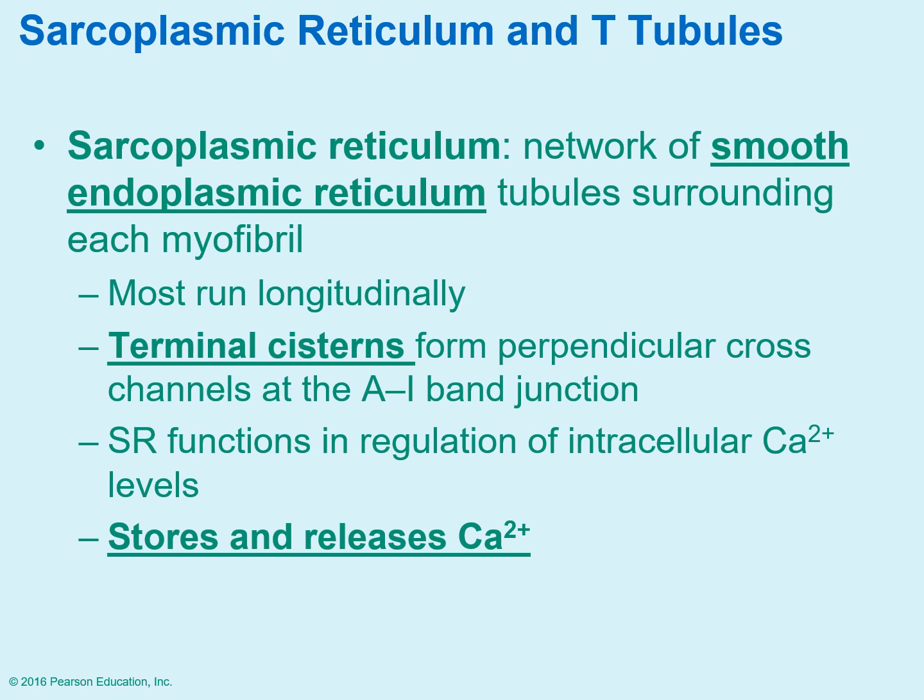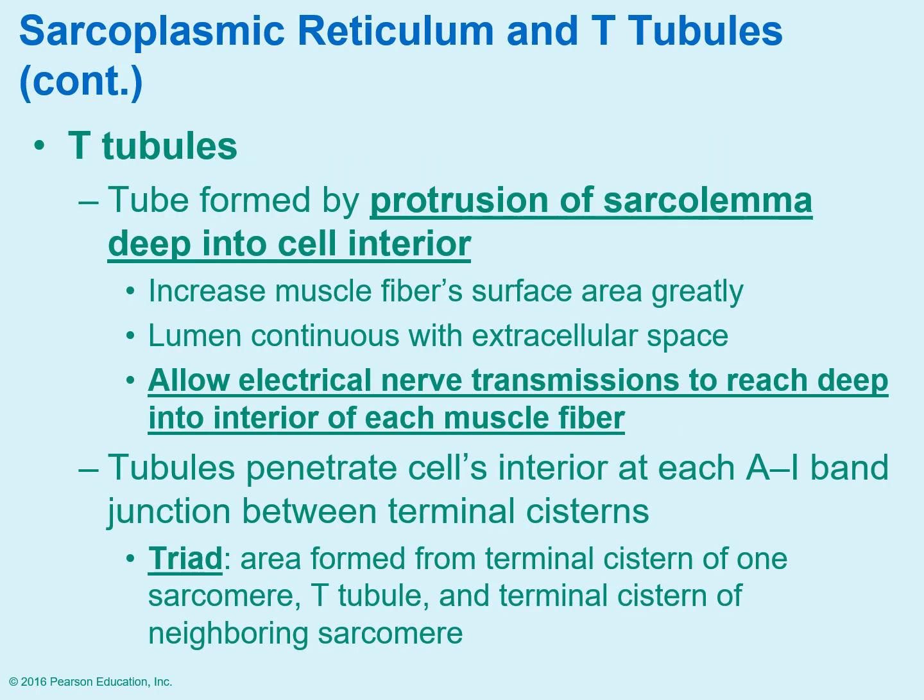And where does it store it? It's going to store it in these terminal cisterns. The T-tubules are like these little channels or tubes that extend from the surface to the interior of the cell. So you have these little tubes from the surface extending in. And what we refer to as a triad is where you have a T-tubule, and on either side of it you're going to have the terminal cisterns, which is where the calcium is stored in the sarcoplasmic reticulum.